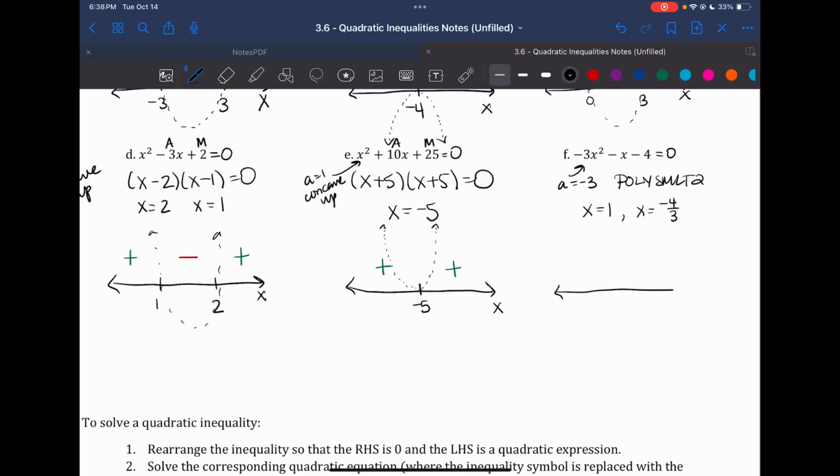Even though it's a fraction, I can easily put that on my number line because I know -4/3 is less than 1. So it just comes first. Now A is -3, which is less than 0. So this one is concave down. Since it's concave down, I'm going to start low, go through the -4/3, come up, go through the 1, and then it's back down again. So this switches directions. So on the outsides, I'm going to be negative because we're below. In the middle, it's a plus.